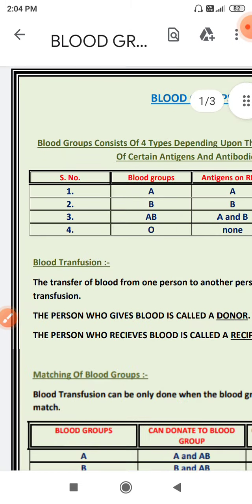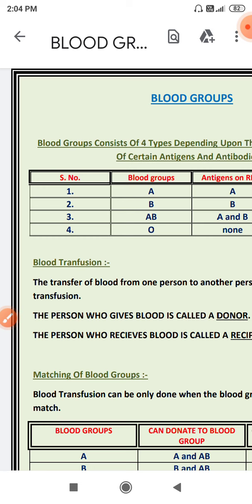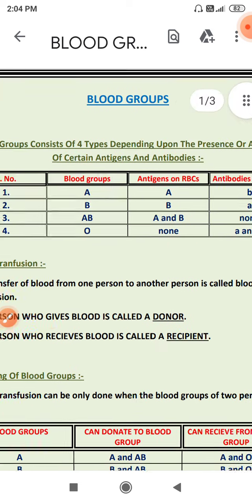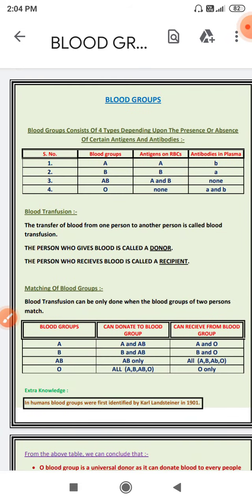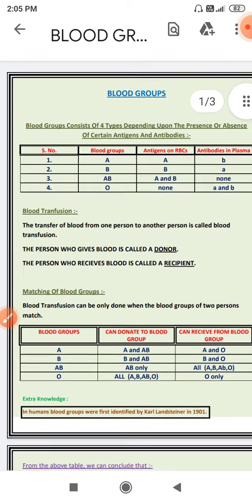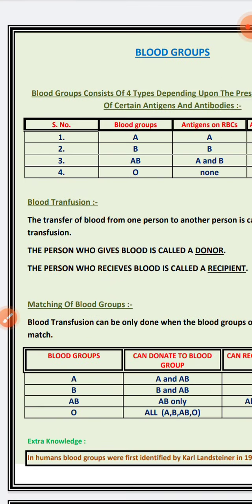Now let us come to our second topic, that is blood transfusion. The transfer of blood from one person to another person is called blood transfusion. When one person is donating the blood and the other person is receiving it, this is known as blood transfusion. The person who gives blood is called the donor, and the person who receives blood is called the recipient.